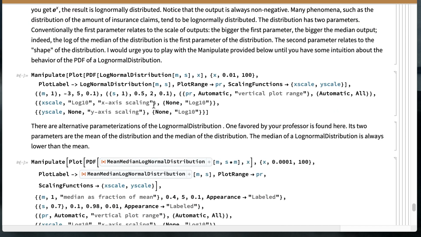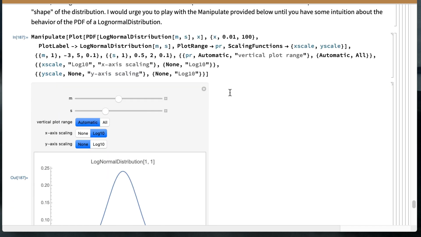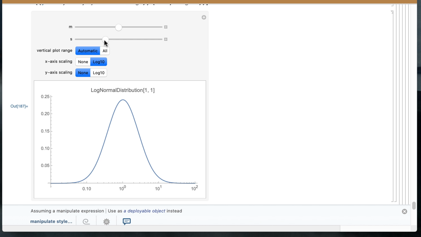Log normal, we've seen. Many phenomena in the world, in the economic world, tend to be log normally distributed. Amounts of insurance claims, medical claims, a lot of things in human behavior. The stock market returns tend to be log normally distributed. So here's what a log normal looks like.